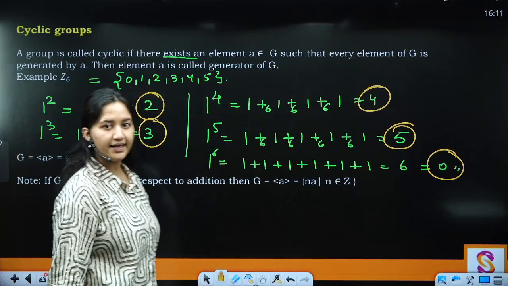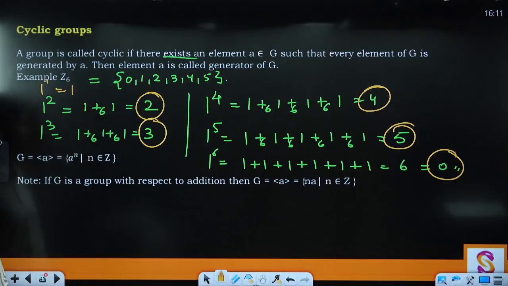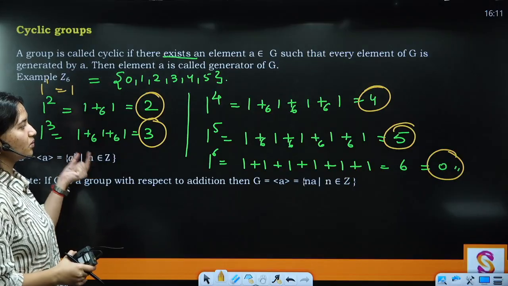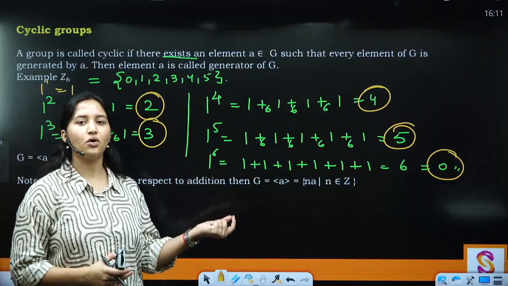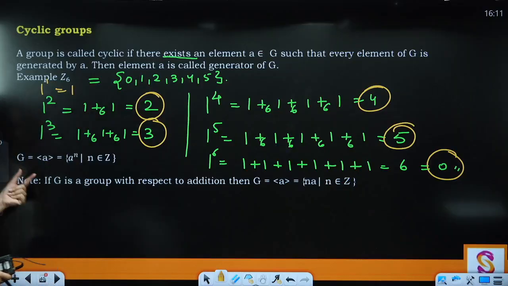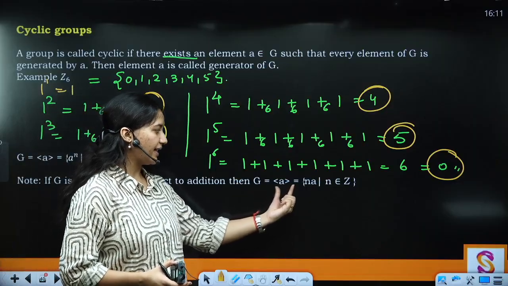Z6, right? Now here 1 can be generated by 1 raised to the power 1, right? So 1 is called a generator of the group, right? If you find such an element, then we call that group a cyclic group. Clear? Now, if G is a group with respect to addition, then G is given by nA.